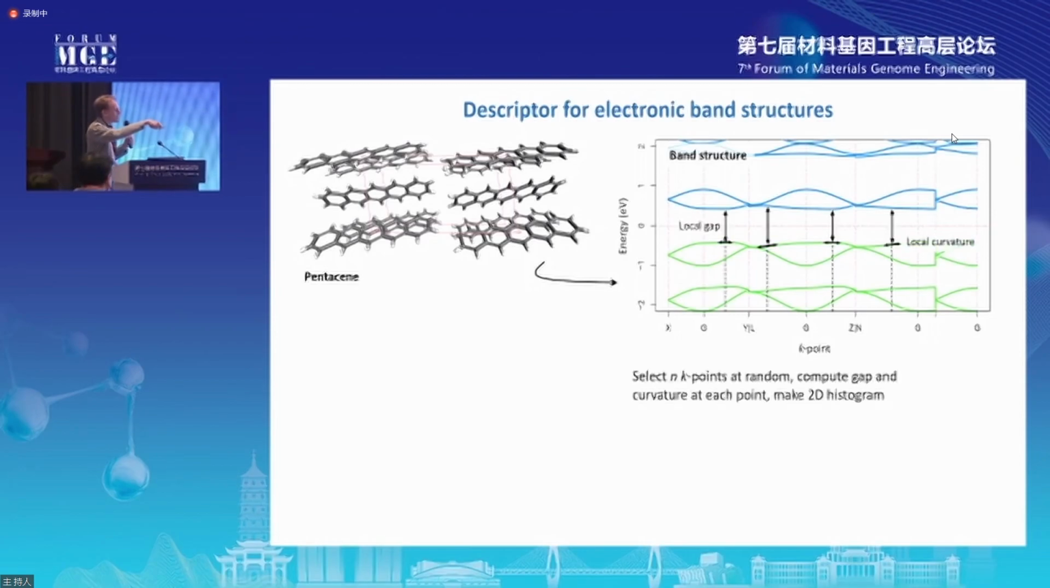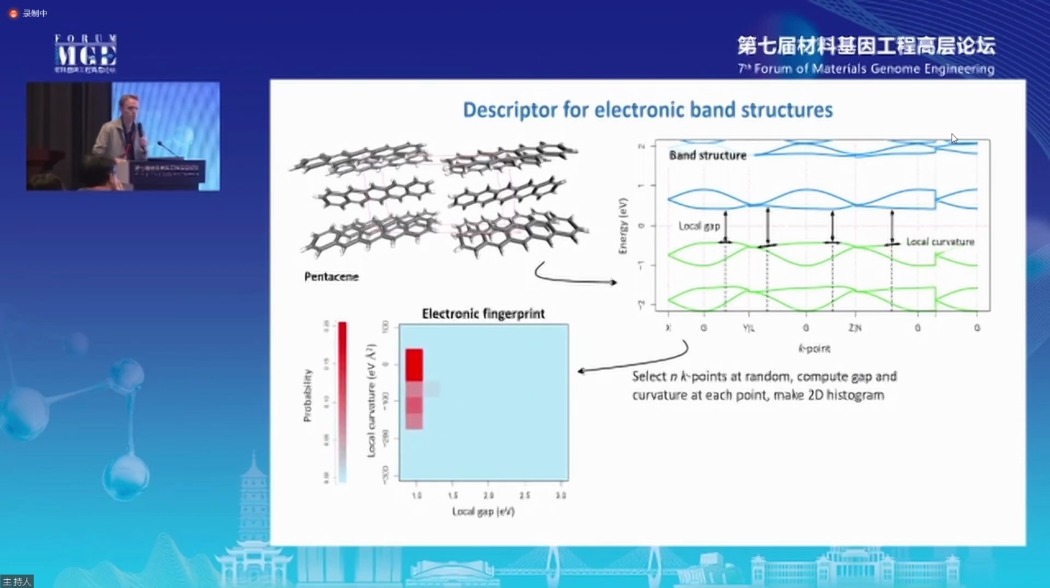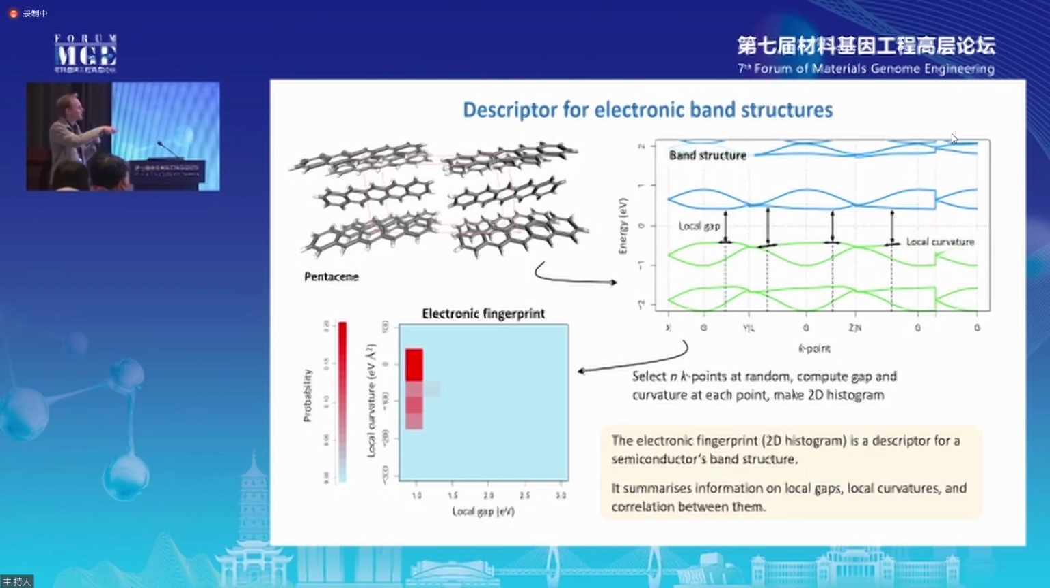What we do is we sample a selection of K points at random across the Brillouin zone. And at each K point, you calculate the gap at that point. So not the band gap, but the gap at that point and the curvature at that point as well. And you make a two-dimensional histogram like so. This is like a probability distribution, a joint probability distribution of the band gap and the curvature at each K point. And obviously we make N very big so that this becomes very stable. We call it an electronic fingerprint. It's a descriptor for the semiconductor's band structure, and it summarizes information on local gaps, local curvatures, and the correlation between them through the Brillouin zone.